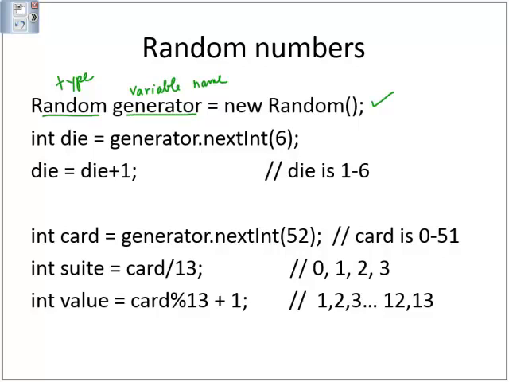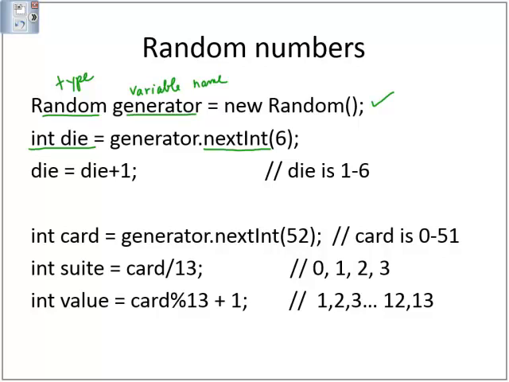Now, if I give it a parameter of 6 here, that's going to generate a number from 0 to 5. The parameter 6 says generate 1 out of 6 different random numbers: 0, 1, 2, 3, 4, or 5.